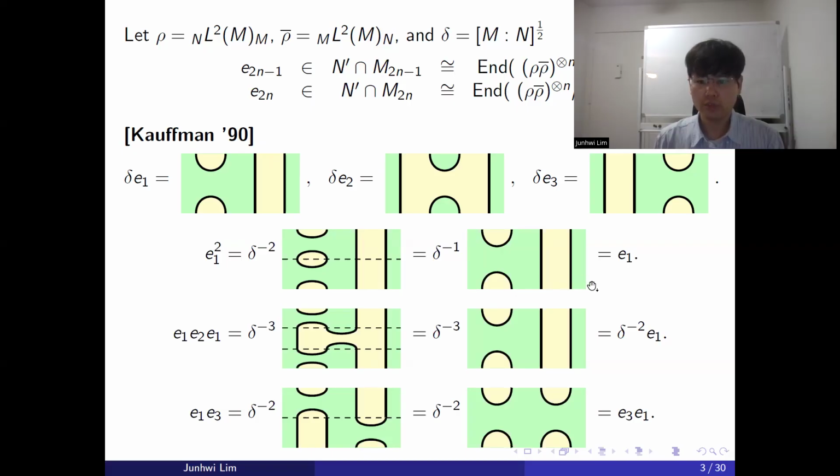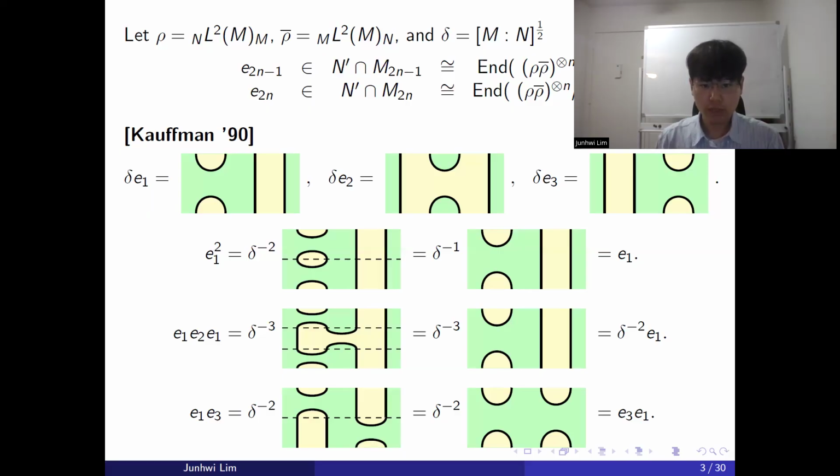And the resulting diagram looks like this, which is the diagram for E1. And after removing the loop, we can freely homotope the diagram to obtain an identity. For example, in the case of E1, E2, and E1, the product has the diagram that looks like this. And we can straighten up the string in the middle to obtain the diagram on the right-hand side. And this is the diagram for a scalar multiple of E1.